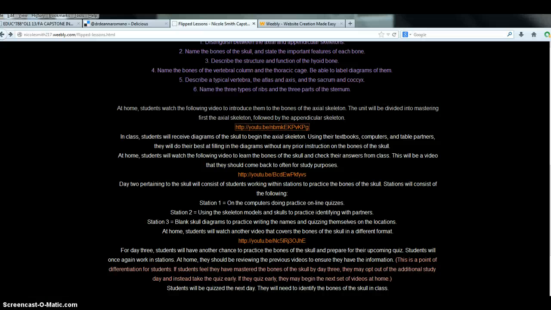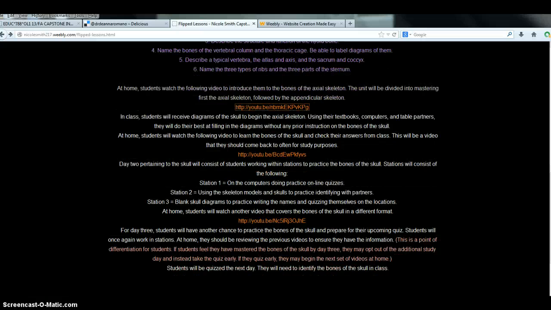Then on day two, the students would work in stations to practice learning those bones of the skull. We split up into three separate stations, one with the students on computers where they can do online quizzes, also students using models, the skeleton models or the models of the skulls to identify with a partner, and then also just practicing on the blank skull diagram so that they can learn the different bones of the skull.